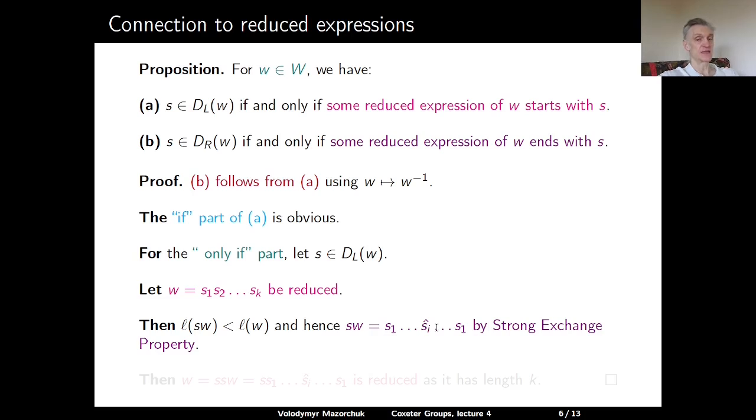It means that the element sw has an expression of length k-1. We don't know whether this expression is reduced. But then the element w is equal to s times sw, so we can take this expression of length k-1 and multiply with s on the left. But then this expression must be reduced because it has length k, and we know that w has length k, and here we have a reduced expression which starts with s.